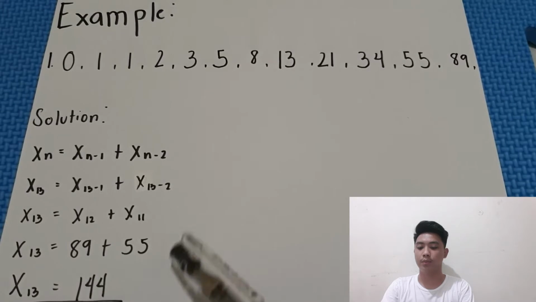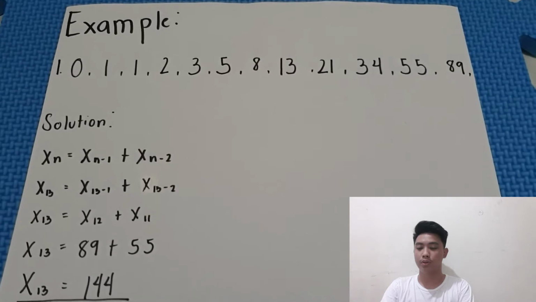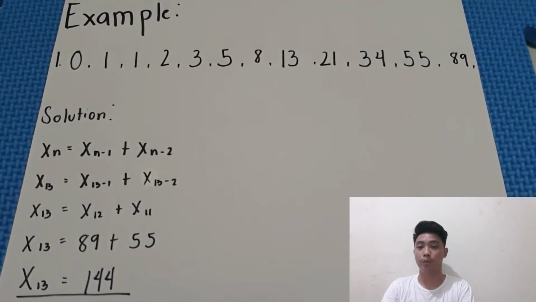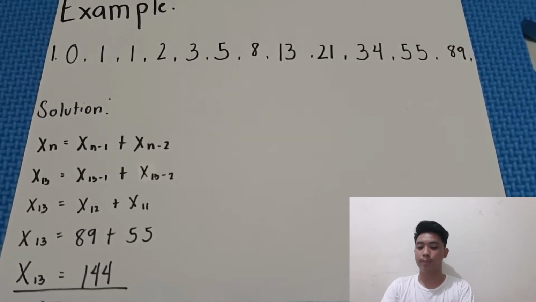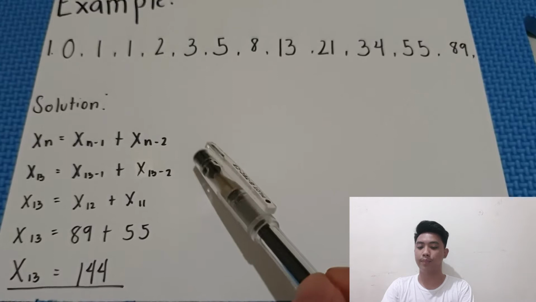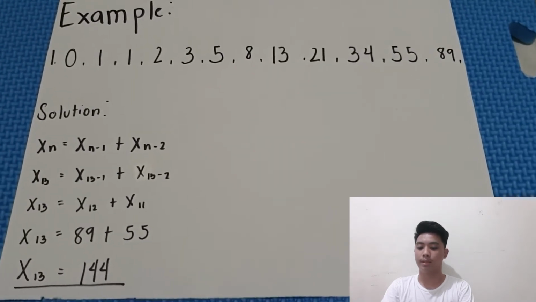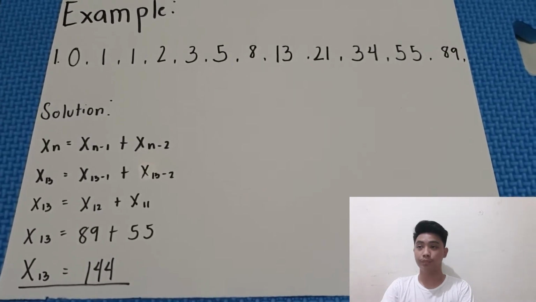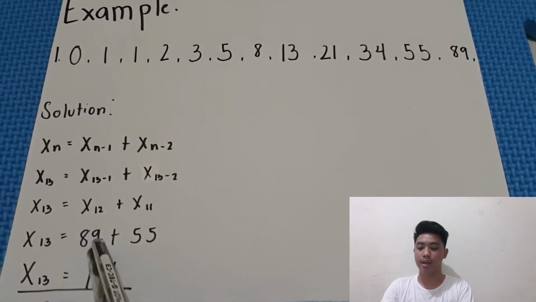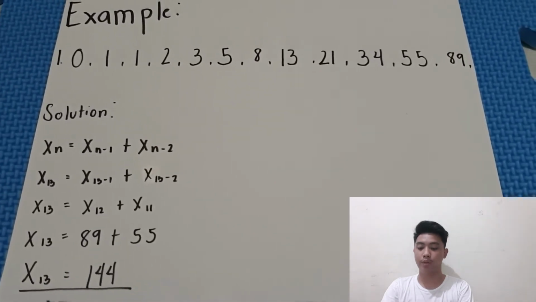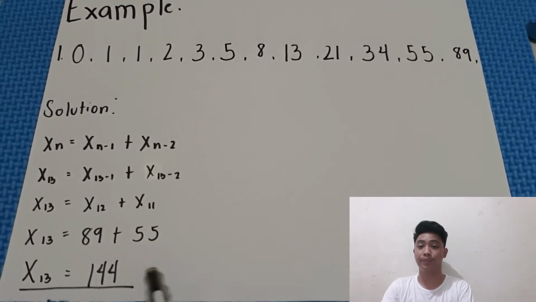x sub n is equal to x sub n minus 1 plus x sub n minus 2. So x sub n is the 13th term, which is the missing term. To find it, x sub 13 is x sub 13 minus 1 plus x sub 13 minus 2. So you will get x sub 12 plus x sub 11. Substitute the value x sub 12, which is 89, and x sub 11, which is 55, and then you will get 144, which is x sub 13.